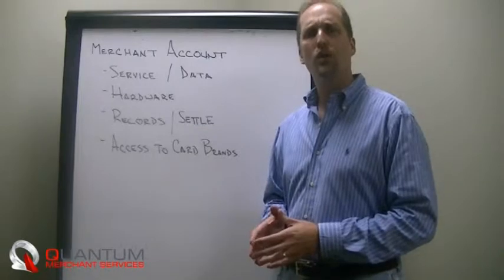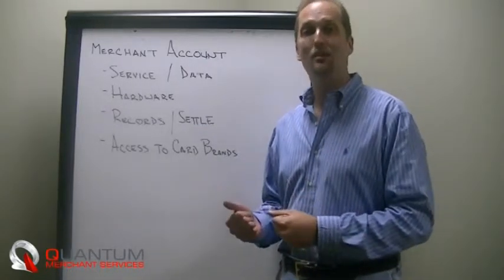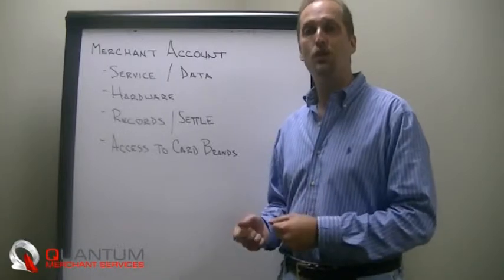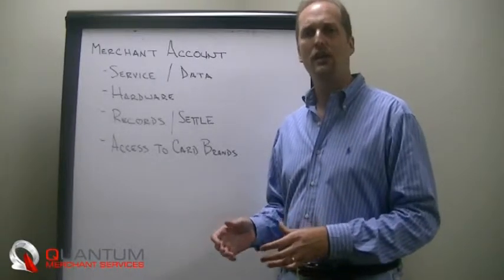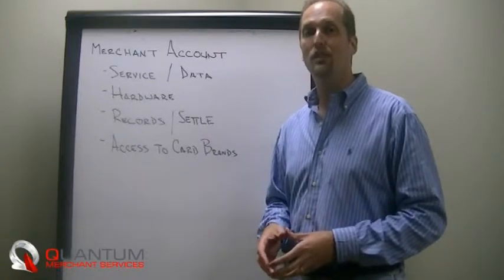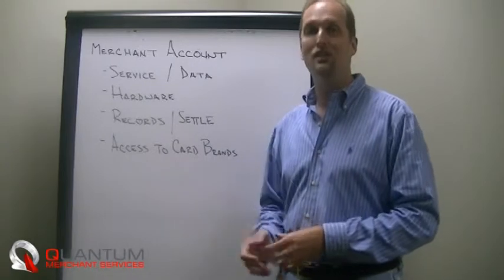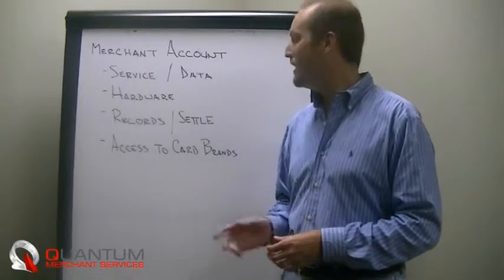The next thing you're going to want to consider is records and settlement. Obviously, you get the money eventually, but you'll want to make sure that all your records are tight. You're getting your statements on a regular basis, whether you're getting physically printed statements or statements online. And then the settlement is just the insurance that you make sure you get your money every day.